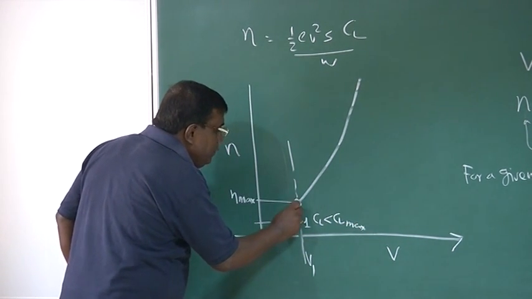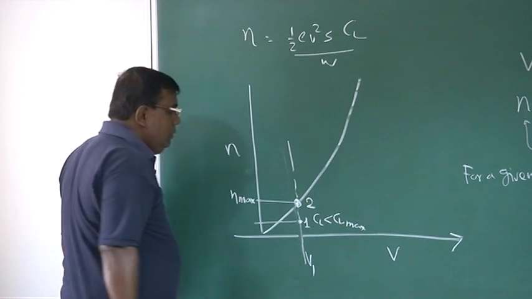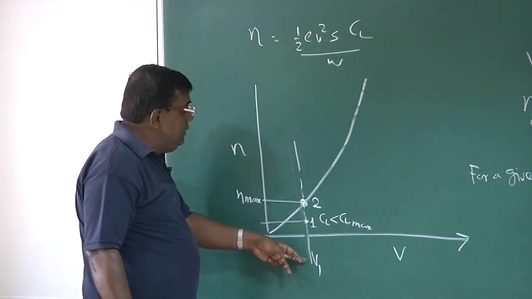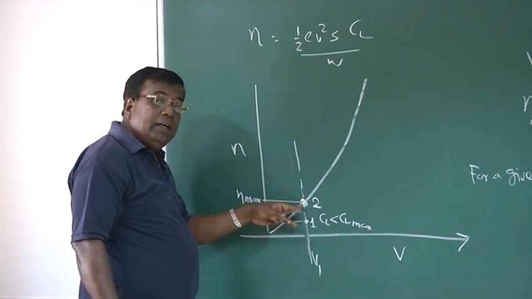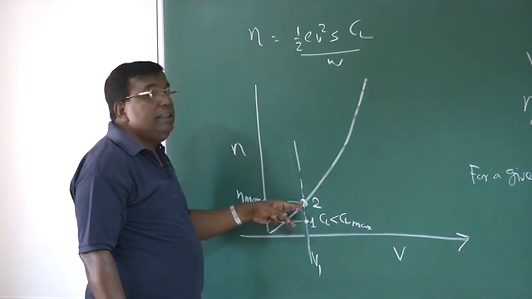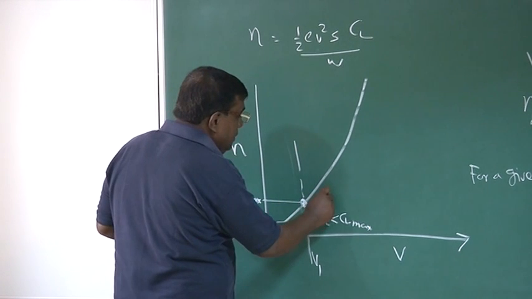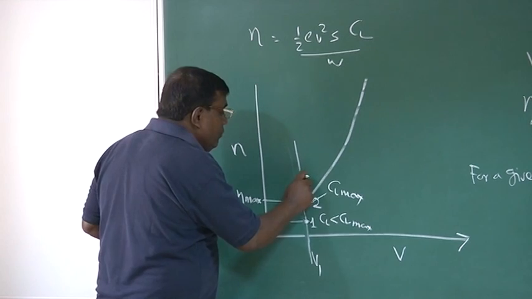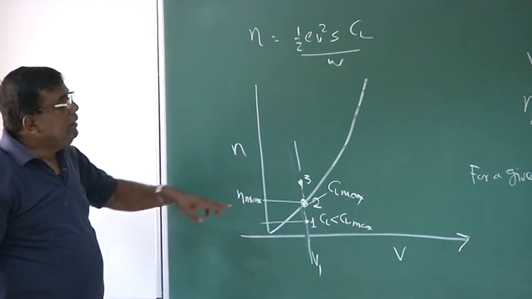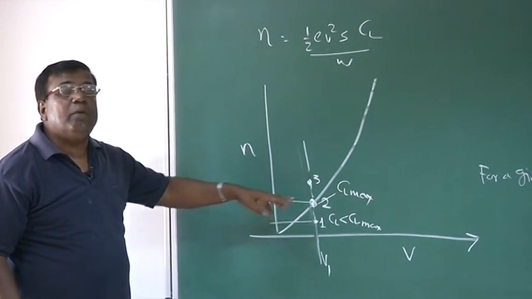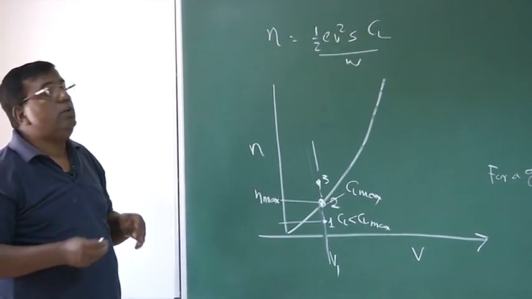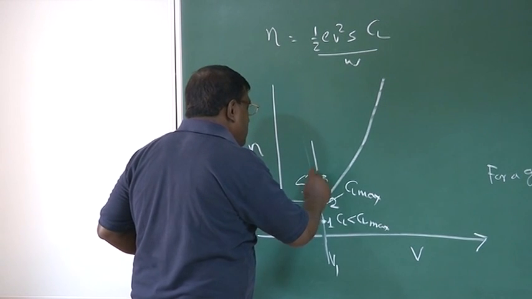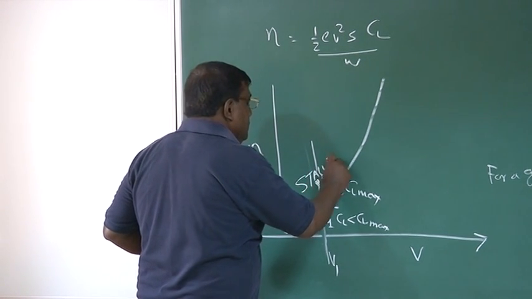But if you see this point 2, what is the meaning here? Meaning here is at this V1, I am getting maximum load factor, and this point is CL max. Then what is this point 3? This point 3 is beyond CL max, that means this point is in the stall region. So the pilot will not fly in that region. So this is the stall region.